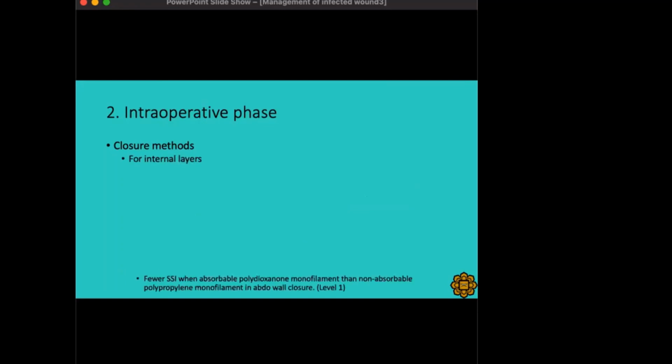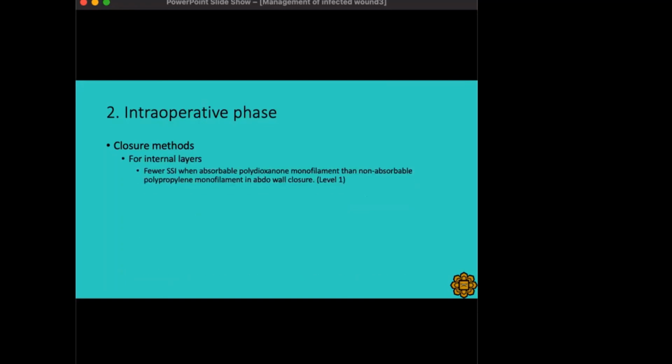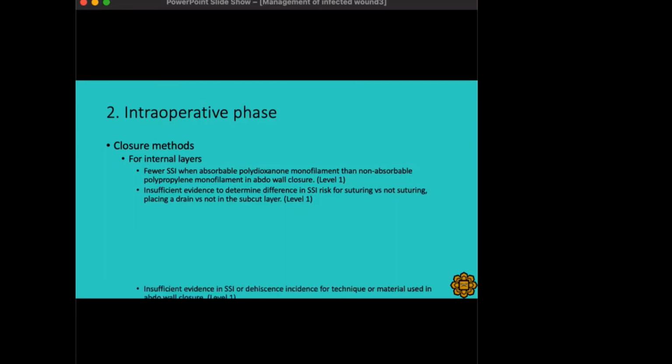Again, closure methods, internal layers, fewer SSIs when absorbable compared to non-absorbable in abdominal wall closure. So that's what we normally use anyway. We use absorbable. And there's insufficient evidence for risk of SSI for suturing versus not suturing, placing drain versus not in subcutaneous layer. Okay. Again, insufficient evidence for dehiscence or SSI for technique or material use.